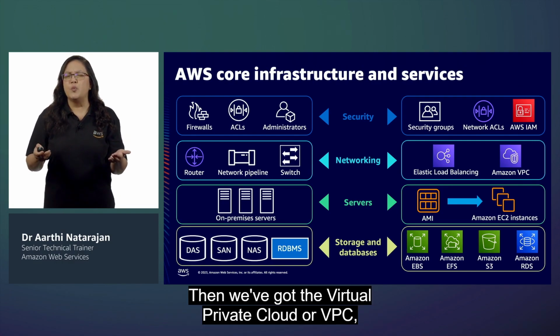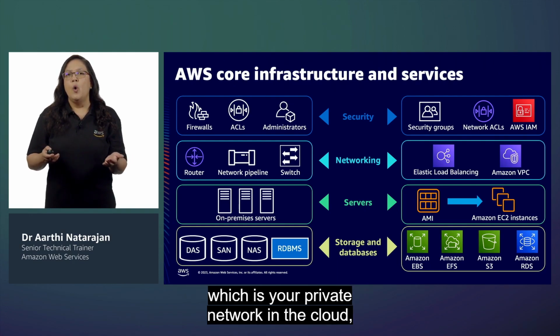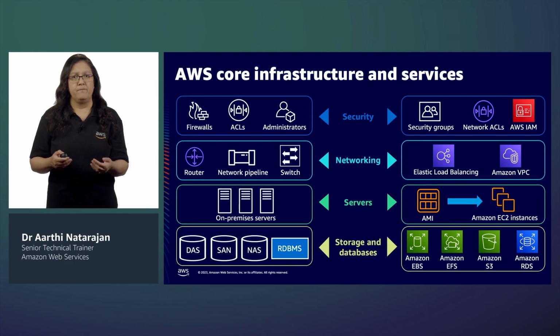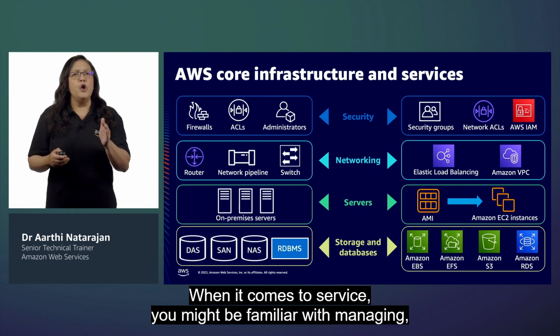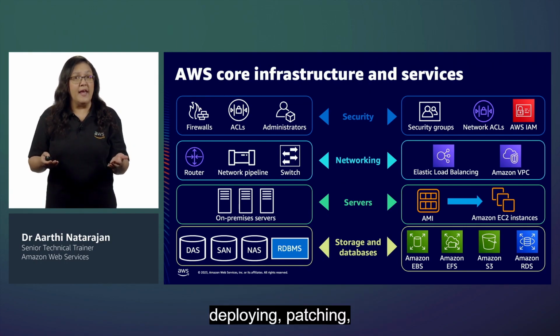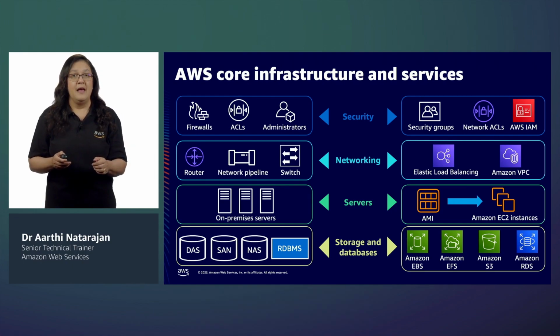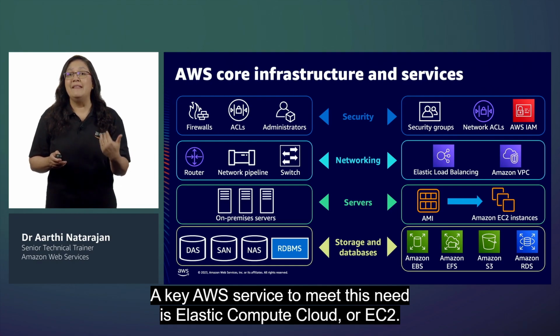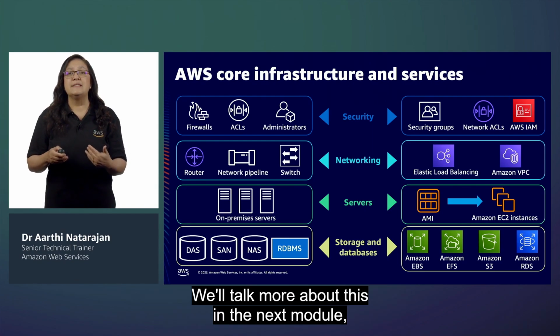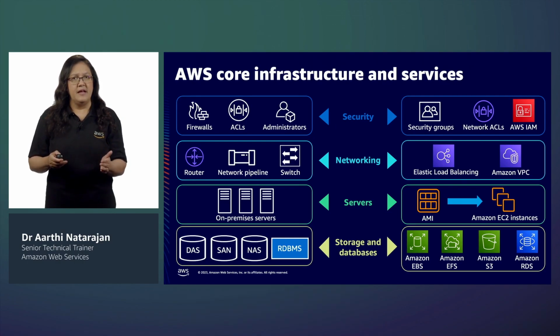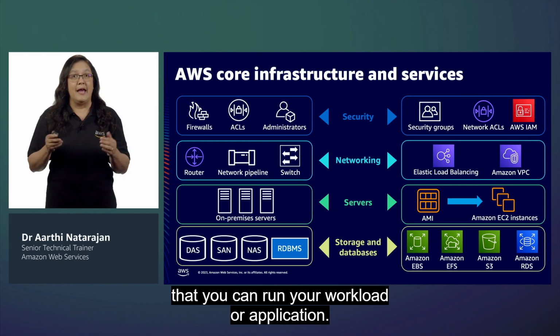Then we've got the Virtual Private Cloud, or VPC, which is your private network in the cloud, allowing you to control how your resources are connected to each other. When it comes to service, you might be familiar with managing, deploying, patching, or operating servers on-premise or maybe in a co-location. A key AWS service to meet this need is Elastic Compute Cloud, or EC2. We'll talk more about this in the next module, but essentially, it allows you to deploy a virtual server that you can run your workload or application.